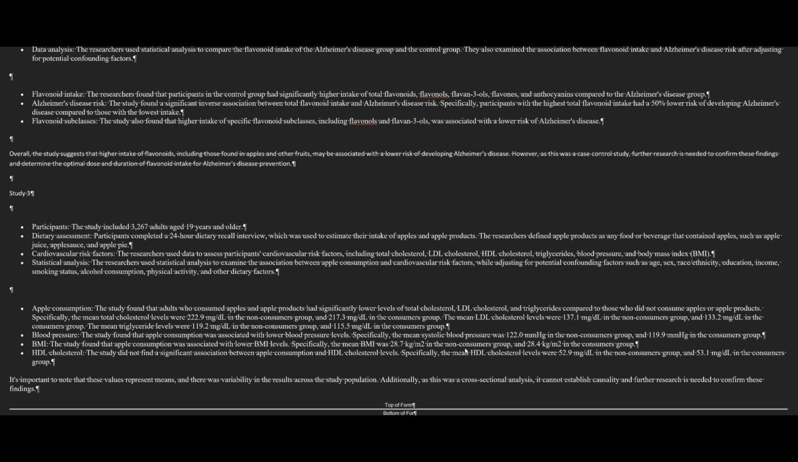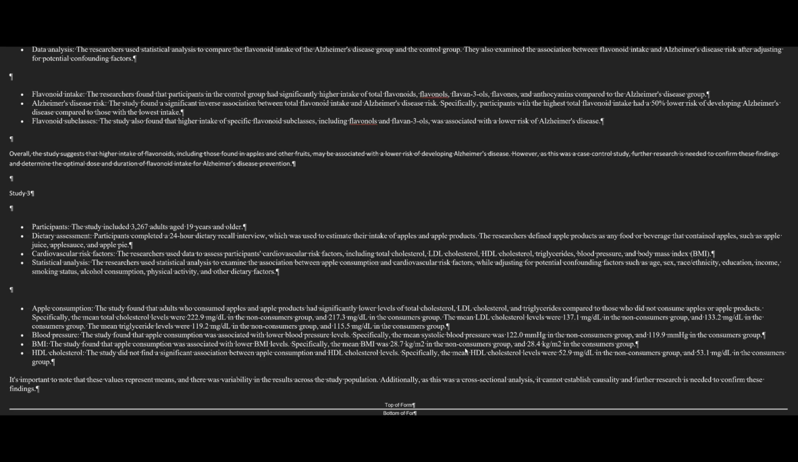Specifically, the mean total cholesterol levels were 222.9 milligrams per deciliter in the non-consumers group, and 217.3 milligrams per deciliter in the consumer group. The mean LDL cholesterol levels were 137.1 milligrams per deciliter in the non-consumer group and 133.2 milligrams per deciliter in the consumer group. The mean triglyceride levels were 119.2 milligrams per deciliter in the non-consumer group and 115 milligrams per deciliter in the consumer group.